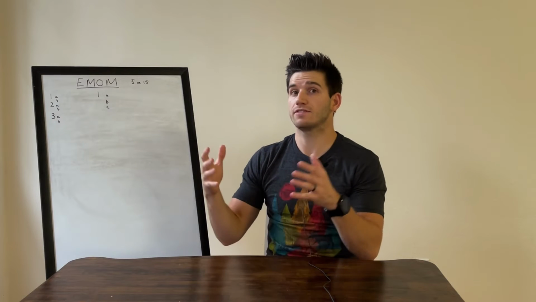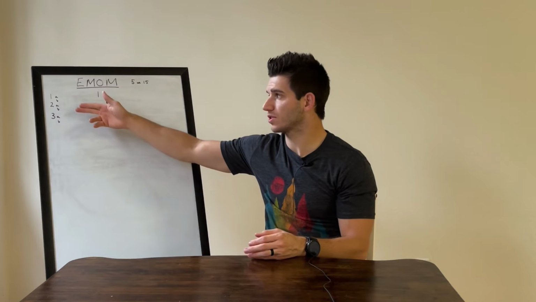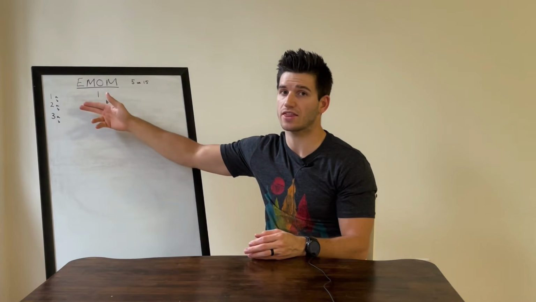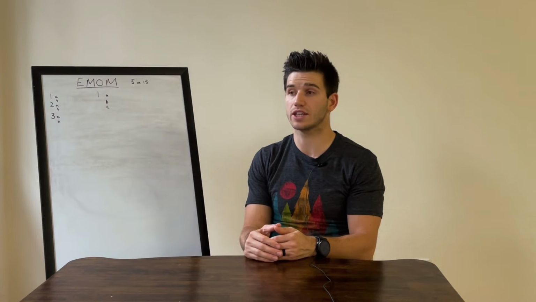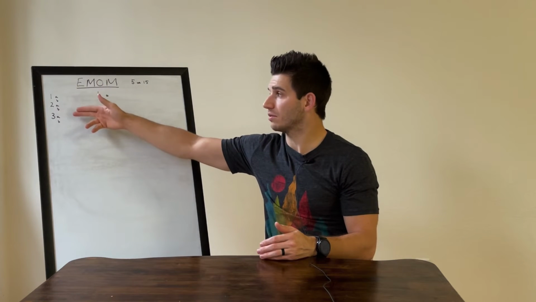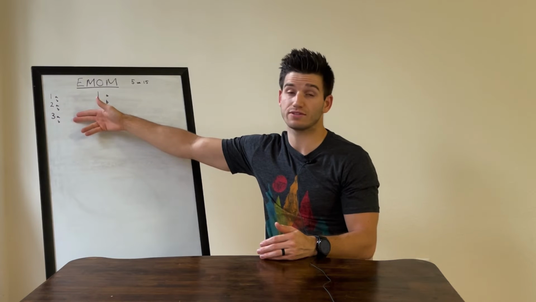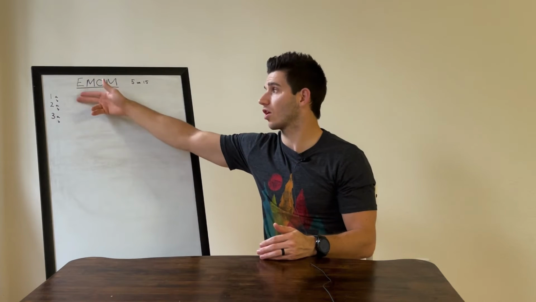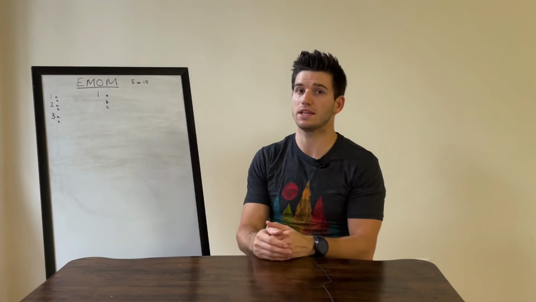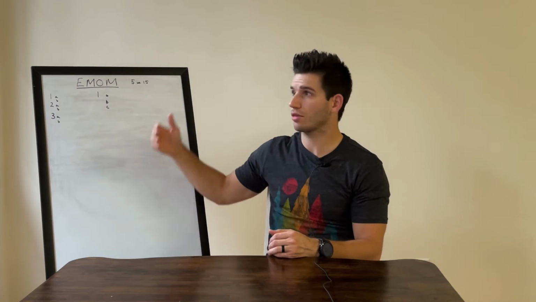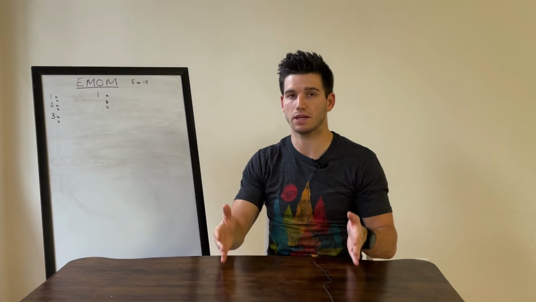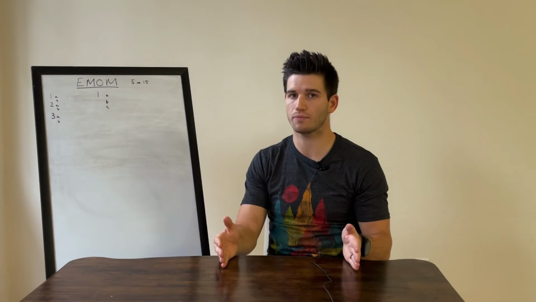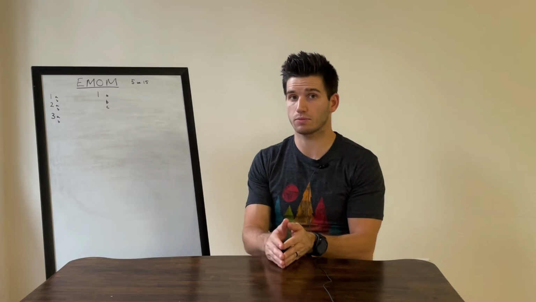Now, if it's a 15-minute EMOM and you have 3 groups of exercises for the first, the second, and the third minute, then you're going to go through all 3 minutes, right? And then since it's for 15 total minutes, you're going to start all over. If you do the math, you're going to go through all 3 minutes 5 times for a total of 15 minutes, which would make up a 15-minute EMOM. Okay, so that's one example.